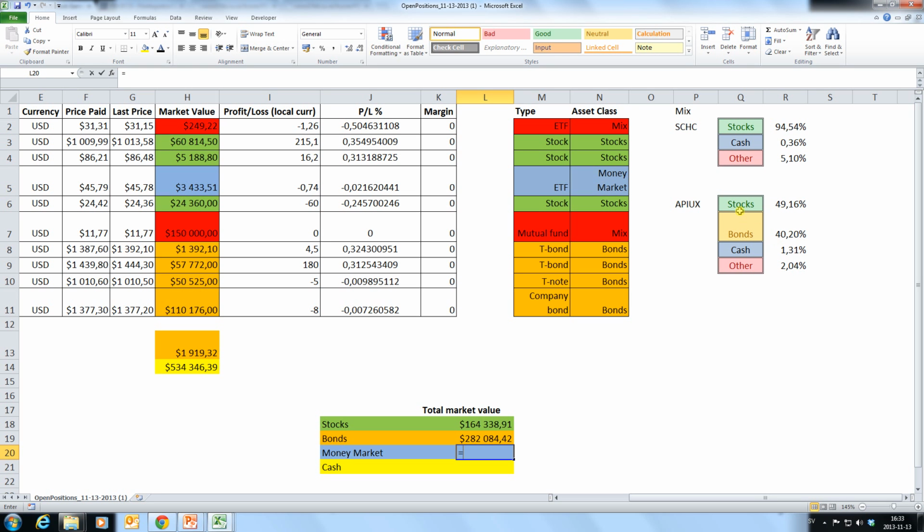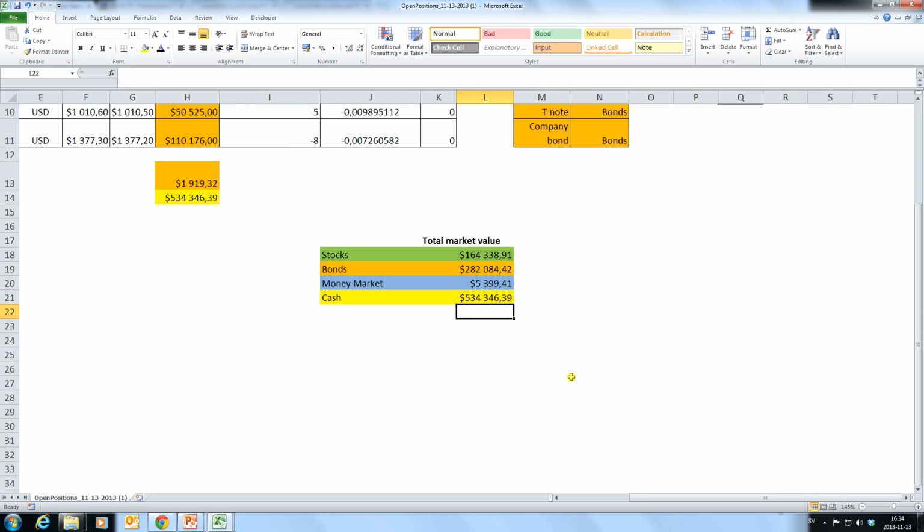For the money market, we add the money market ETF that we had, the amount invested in that, and then again we add the part of the ETF that is invested in cash and the part of the mutual fund invested in cash, and we get the total amount in money market. And then for available cash, we simply take our account balance or our cash balance. So we add this. Okay, so now we have the total market value of our 4 different categories.